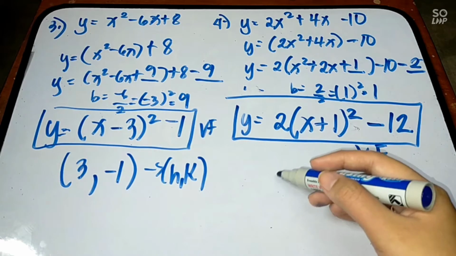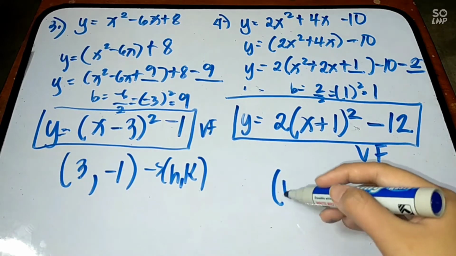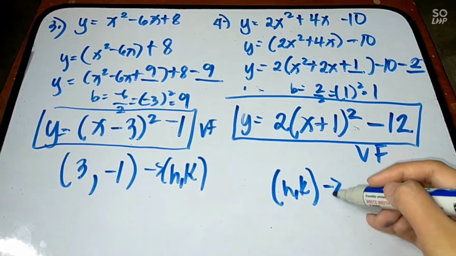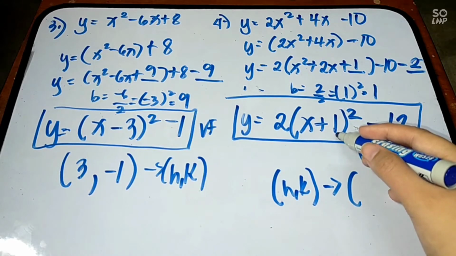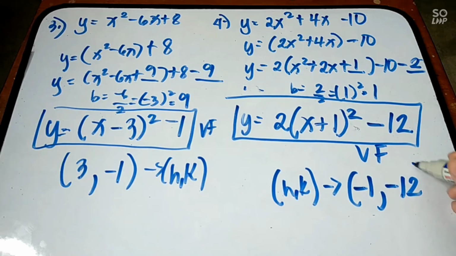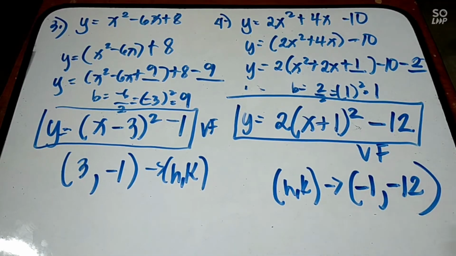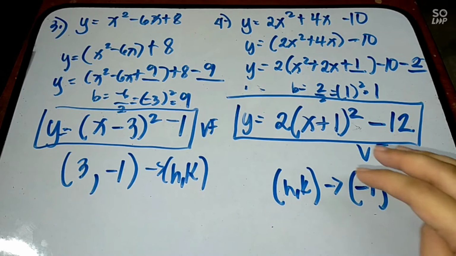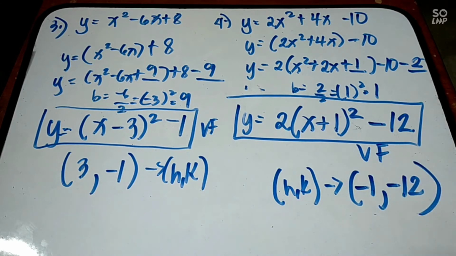Now, let us find for h and k. Ang h and k natin, this one is positive 1. It becomes negative 1. Then, this one, we have here negative 12. That is it. Is it clear? Now, let us move doon sa paano kung ang hinahanap lang naman ay si H at saka si K. Hindi ko naman hinahanap si vertex form. So, bibigyan ko kayo ng formula para doon.